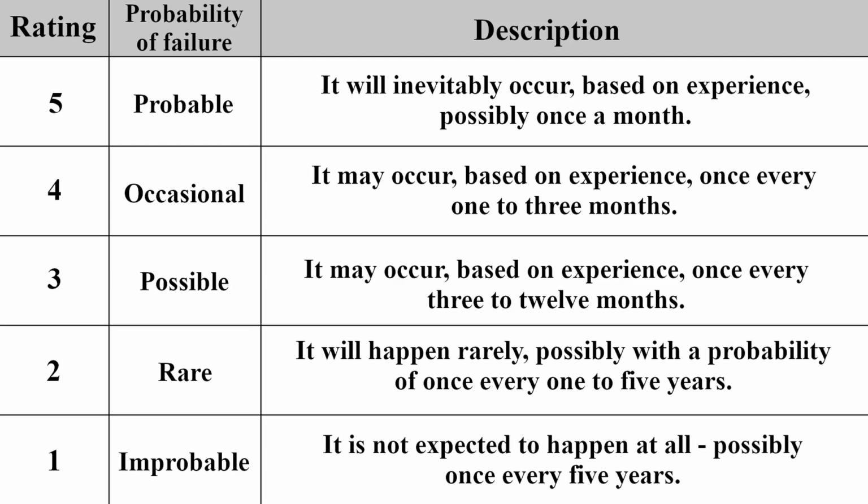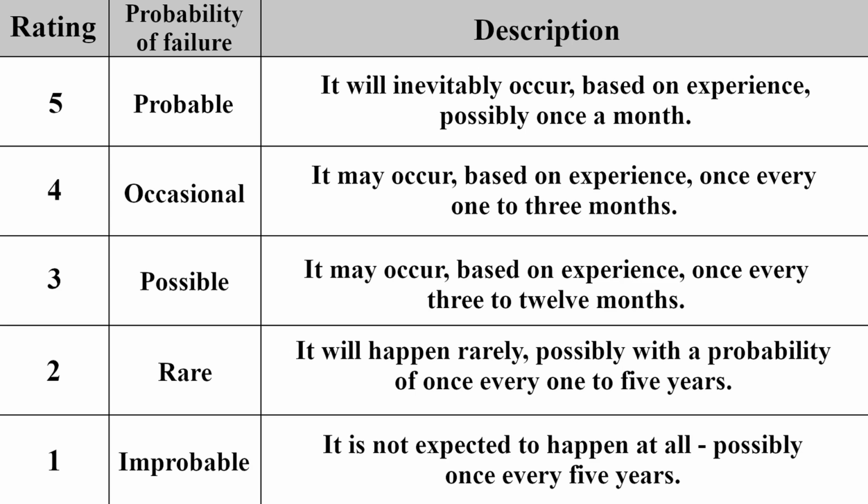The subcategories of likelihood rating are as follows. The first subcategory of the likelihood rating is called improbable and has a value of 1 point. The value is assigned 1 when the following probability can be accepted. It is not expected to happen at all, possibly once every 5 years.